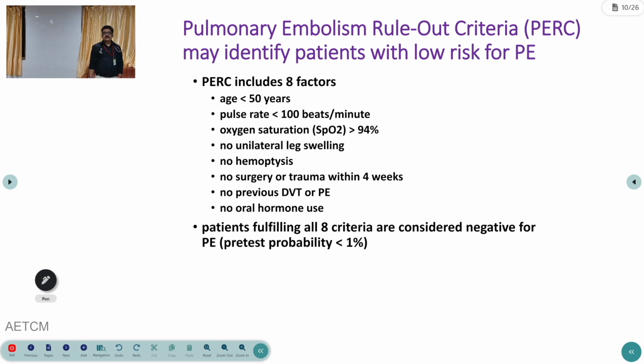Now, there is another criteria called the pulmonary embolism rule out criteria. PERC includes 8 factors: age less than 50, pulse rate less than 100, just opposite of the previous one, oxygen saturation good, more than 94, no unilateral leg swelling, that is DVT is ruled out, no hemoptysis, no surgery or trauma in the past 4 weeks, no previous DVT or pulmonary embolism, no oral hormonal use or oral contraceptive pills. A patient fulfilling all 8 criteria is considered negative for pulmonary embolism. So, here it is a negative predictive value. To rule out pulmonary embolism, this is called the PERC criteria.